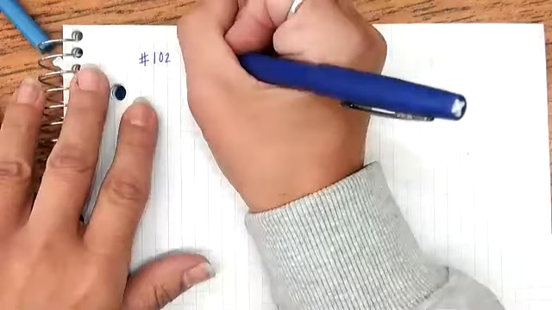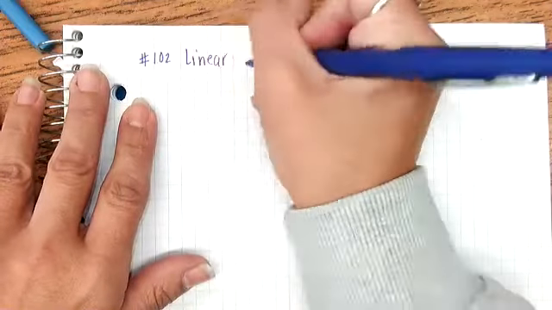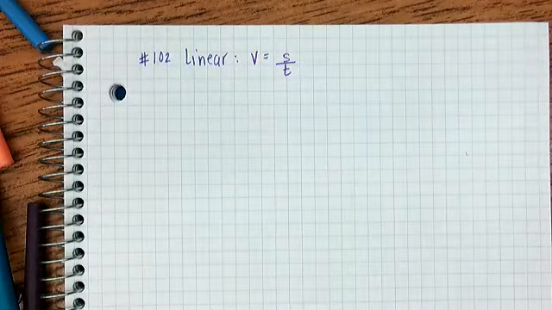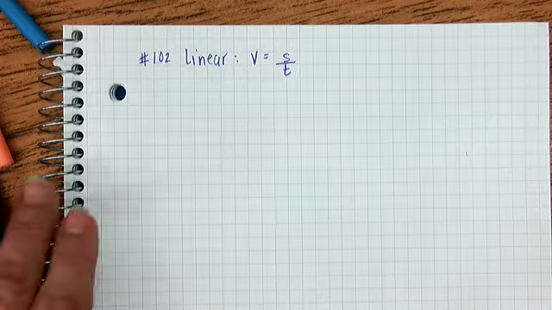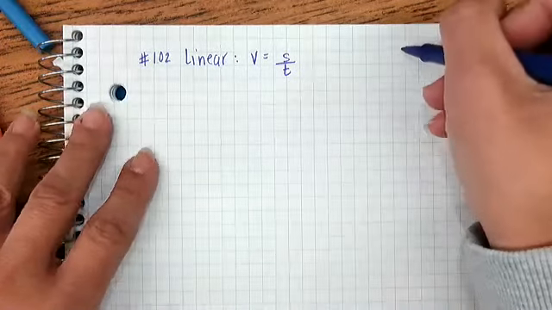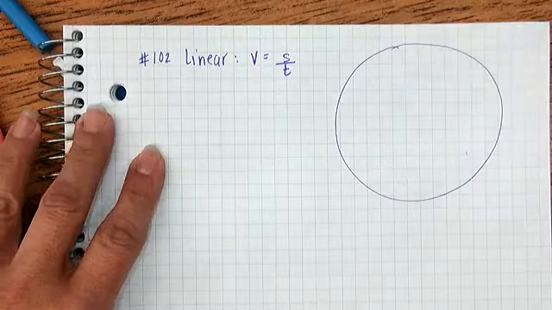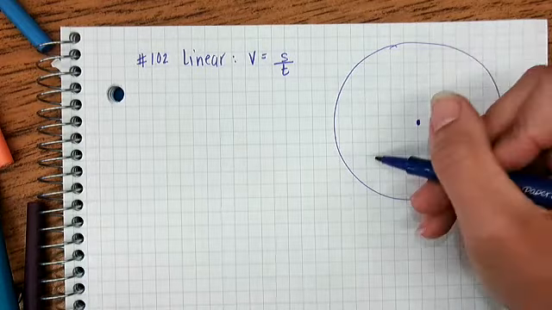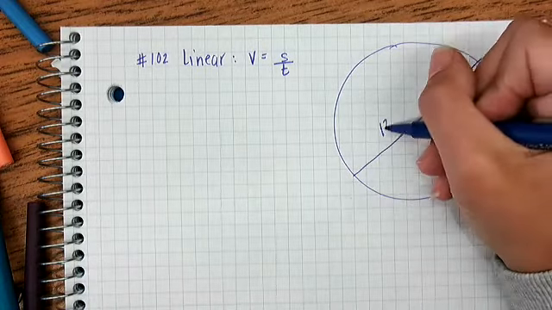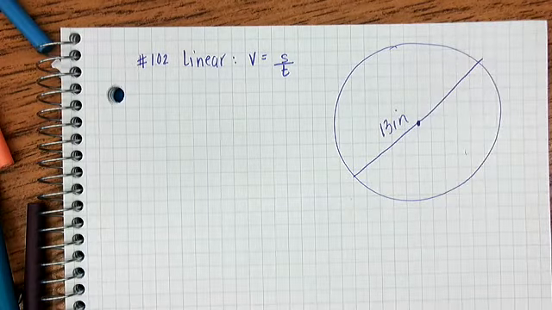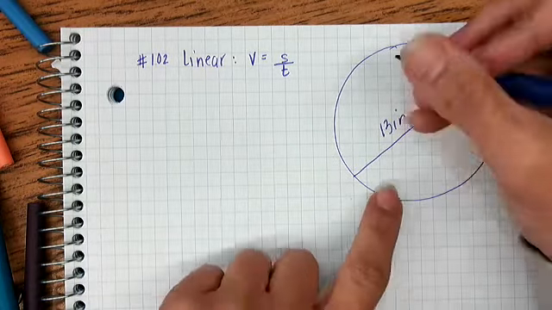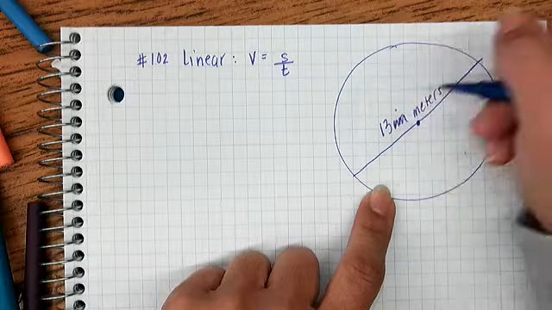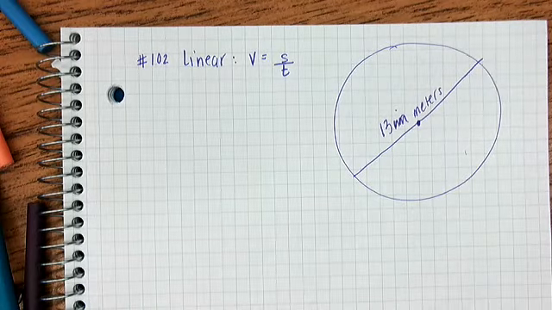Okay, so linear speed. V equals the distance divided by the unit of time. Okay, watch me draw another bad circle. The diameter is 13 meters. Of course it's meters. I wouldn't want to be on an amusement park ride with 13 inches. That wouldn't work.